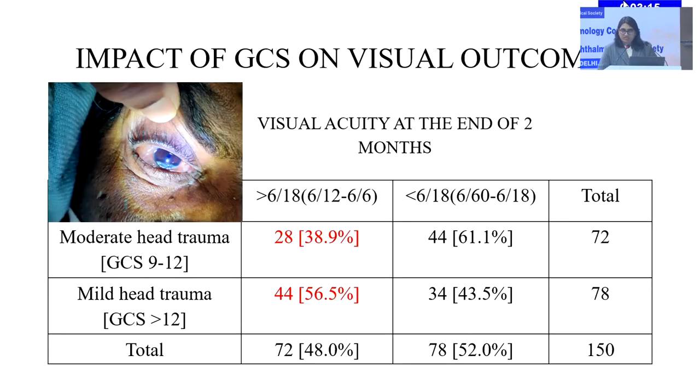We also further analyzed whether there was an impact of GCS on visual outcomes. This table shows that among patients with a moderate head trauma of GCS 9 to 12, approximately 38.9% had an improved visual acuity of more than 6/18, whereas among patients with a mild head trauma, which is GCS more than 12, about 56.5% showed an improvement in visual recovery.